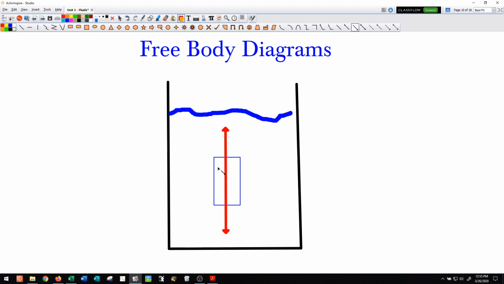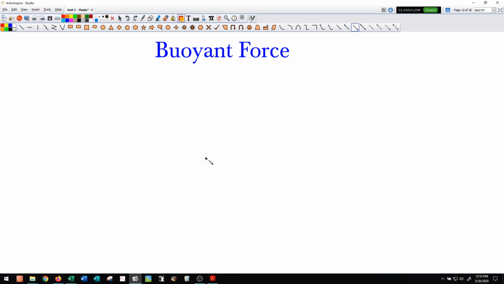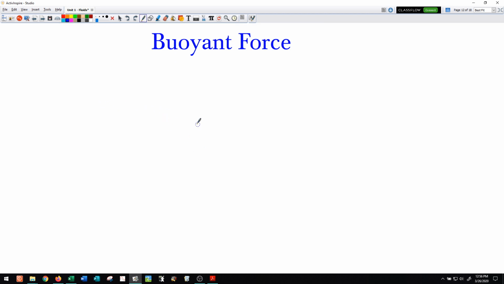And so as long as you draw the force arrows just like you would for any other free body diagram, it's pretty simple to talk about drawing free body diagrams on water, as long as you keep it as a little chunk of the fluid. And where this comes in is whenever we're talking about the buoyant force. Buoyant force just means that objects that are immersed in some kind of a fluid typically have some kind of a force acting on them called a buoyant force.